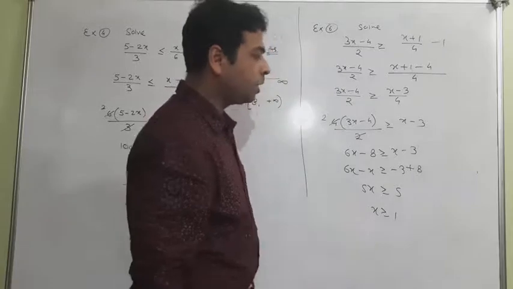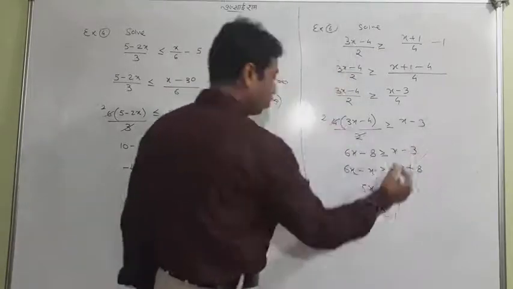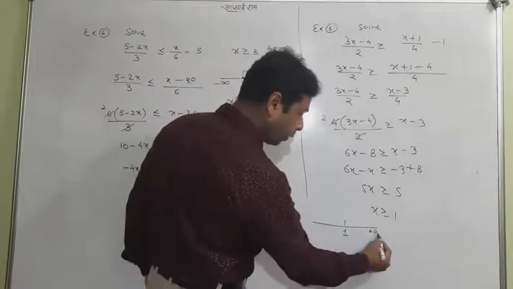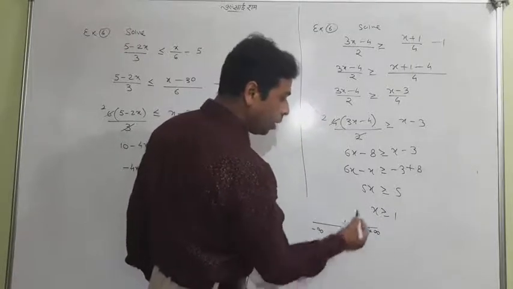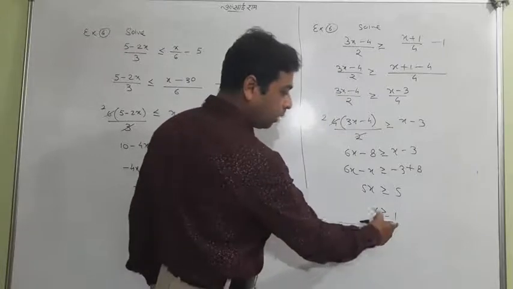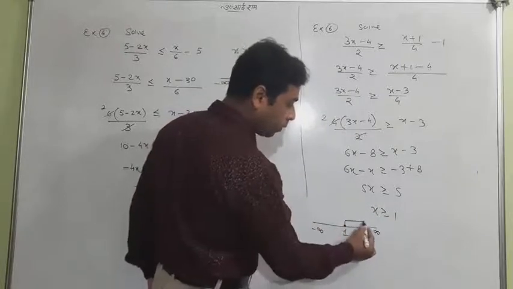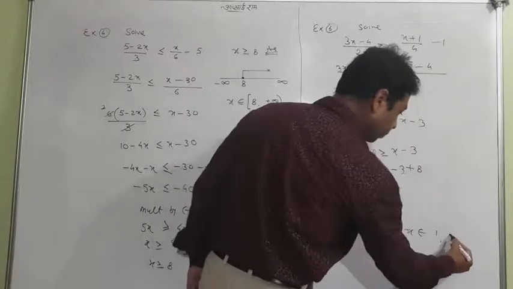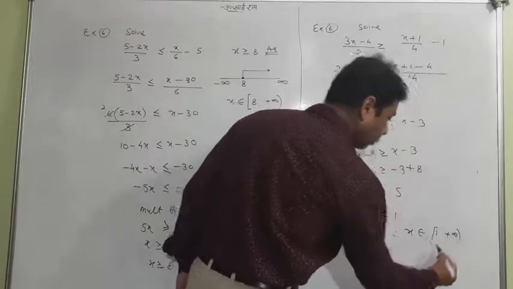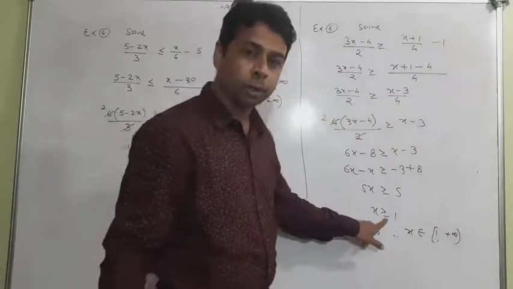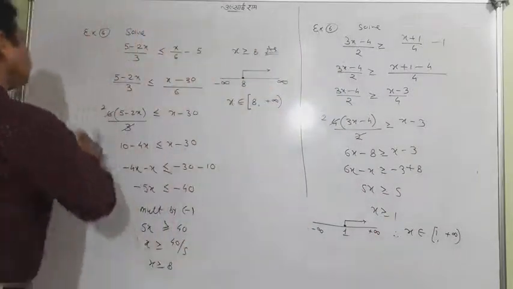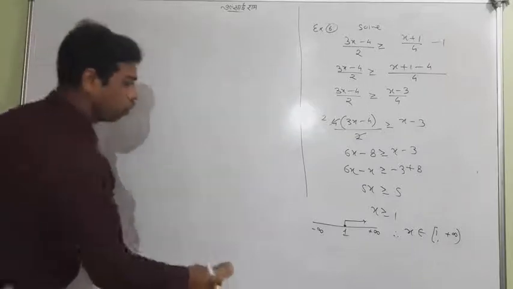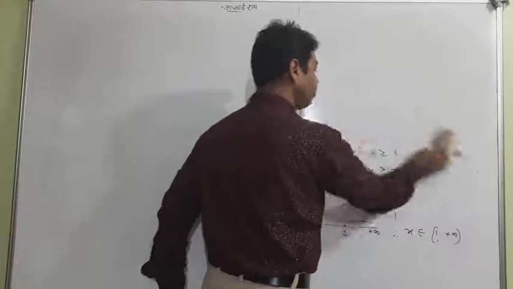Now it's very simple. On the number line, this is 1, this is plus infinity, and this is minus infinity. What is your answer? x equal to 1 and greater than 1. So x belongs to 1 to infinity. This side is open, and this side is always closed because it is an equal to sign here. So it's very easy, I think. I don't think I need to tell you much more about that. Look at it now, we will do more questions.